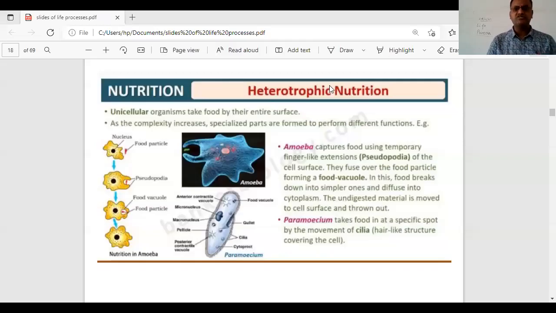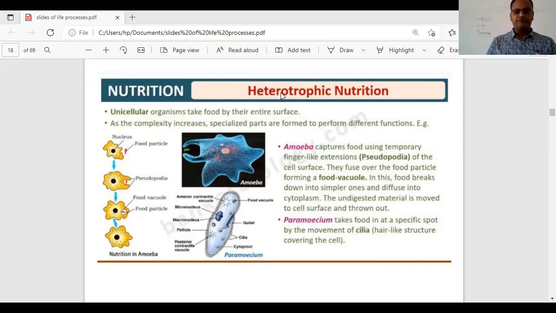So good morning, students. Today we will be continuing with the chapter Life Processes, which we were discussing yesterday also. Yesterday we started with heterotrophic nutrition, and in heterotrophic nutrition we have already discussed the process of nutrition in amoeba. Today we will be discussing the process of nutrition in the human being.